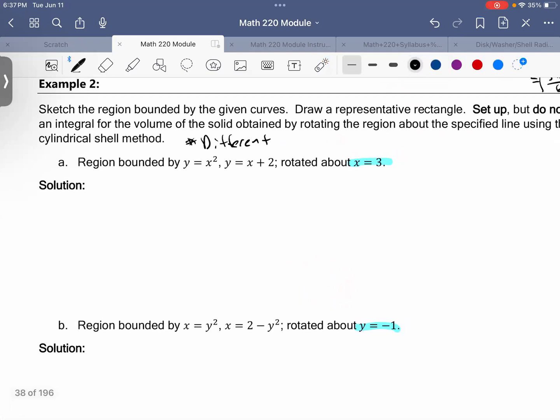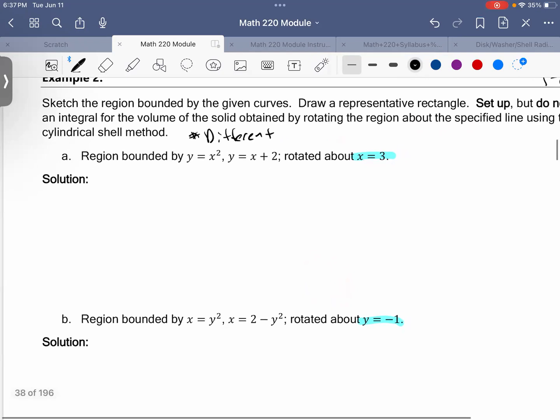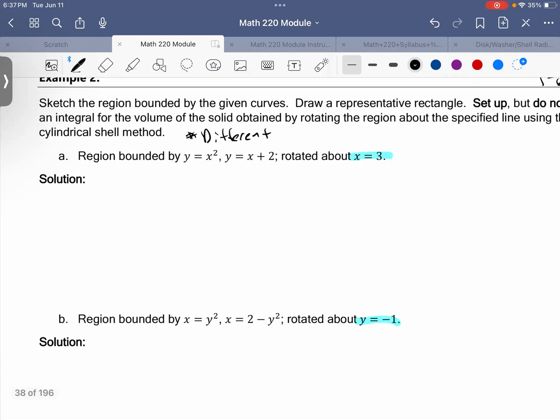So the region is bounded by the parabola y equals x squared and the line y equals x plus 2, rotated around the vertical line x equals 3. Okay, so let's graph this thing. The graph looks something like this.